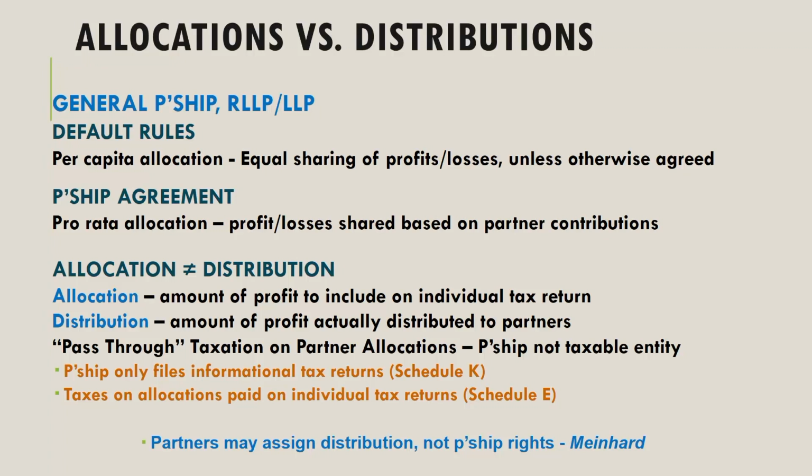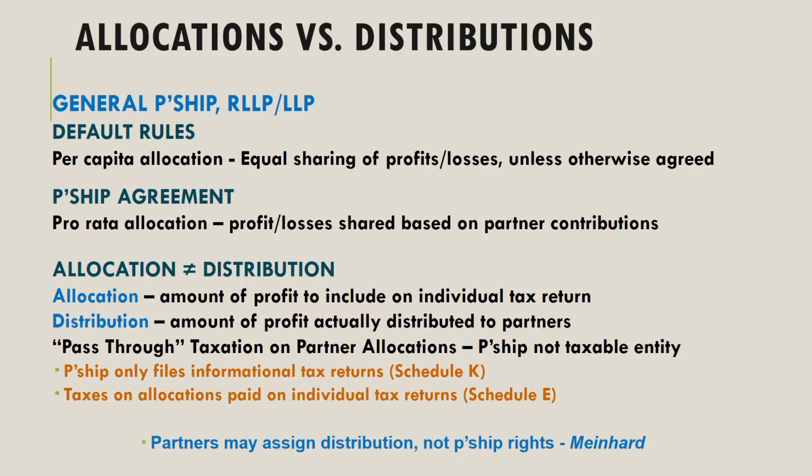We talked about with partnerships, all kinds, you've got pass-through taxation. So you are taxed on your individual tax return. The partnership files an informational tax return, basically so the IRS can catch you if you try to cheat on what it is you claim you got out of that partnership.